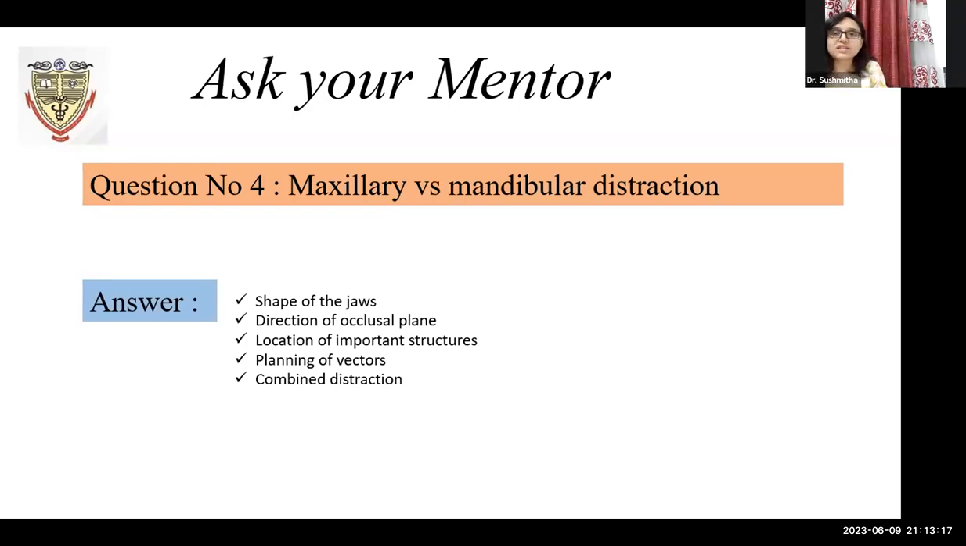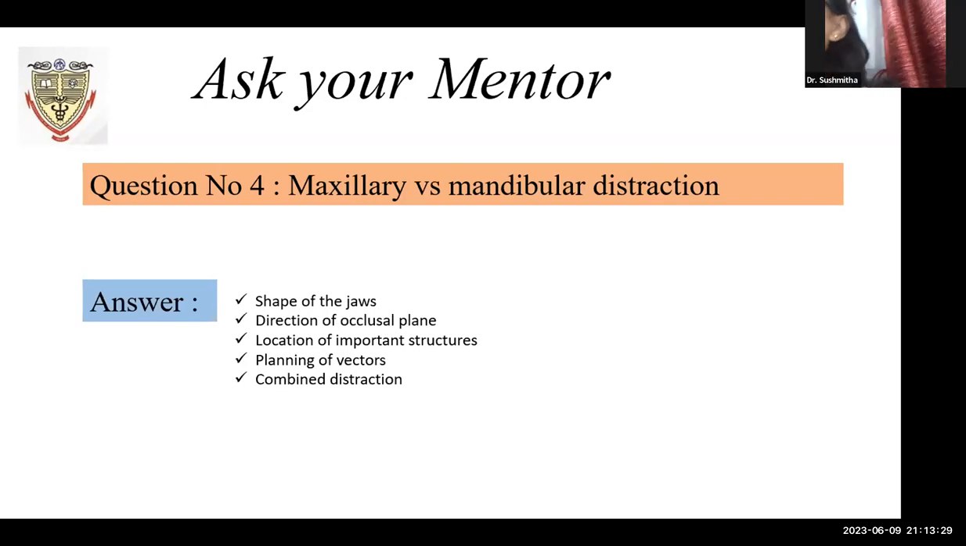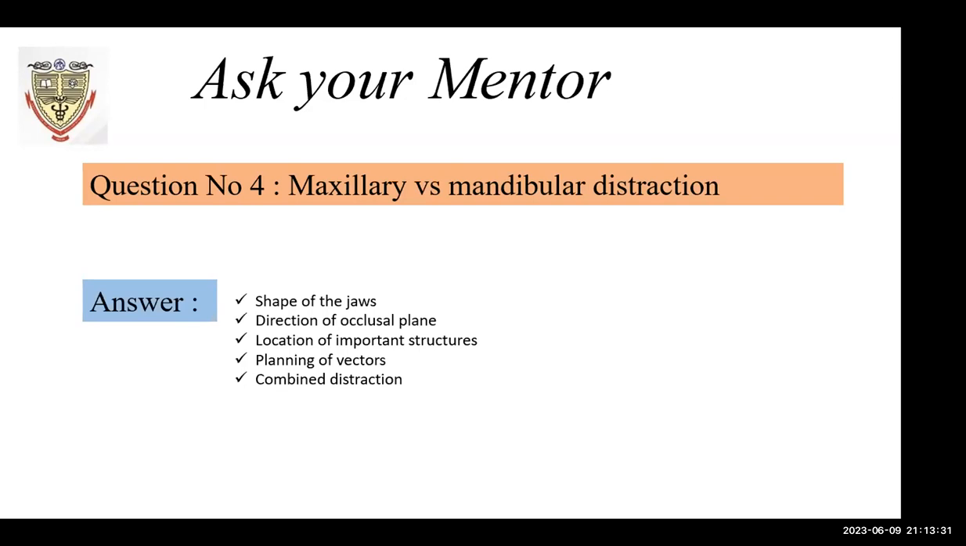Ma'am, sorry to interrupt. Dr. Sushmitha, sorry to interrupt. Your voice is very low. The volume is very low. Can you keep your mobile close to you? Yes, or you can use earphones. Slightly, it can be better. Okay, let me just pick up my earphones. Meanwhile, we can discuss the next question.